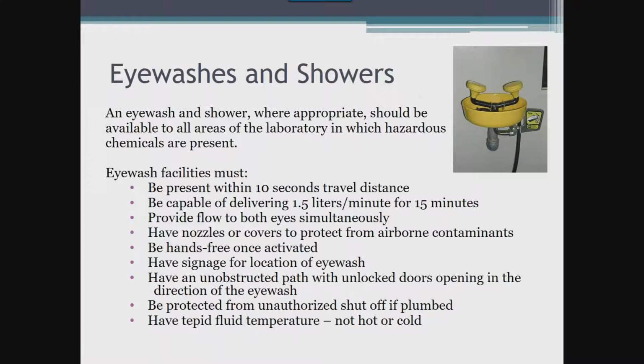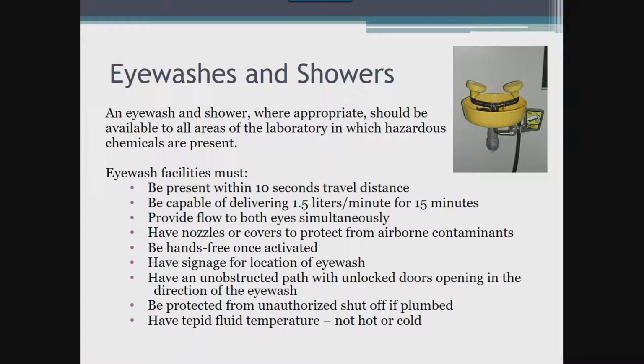For obvious reasons, it is necessary to have an eye wash and shower where applicable in the laboratories. An eye wash and shower, where appropriate, should be available to all areas of the laboratory in which hazardous chemicals are present, and they must be available within 10 seconds travel distance.